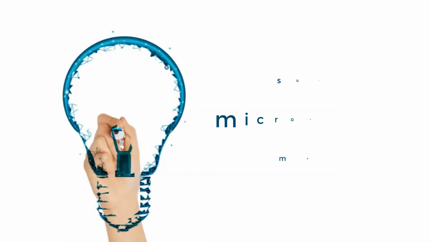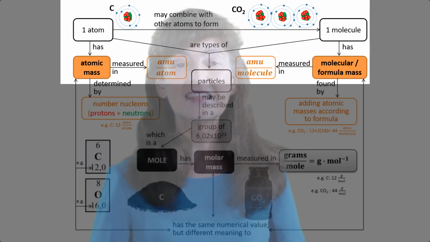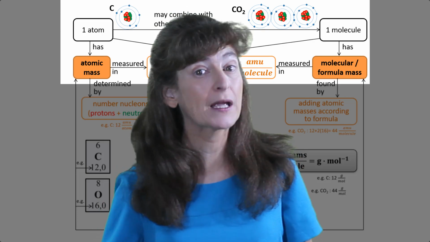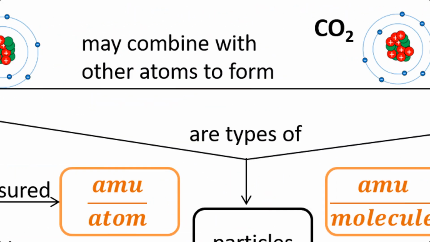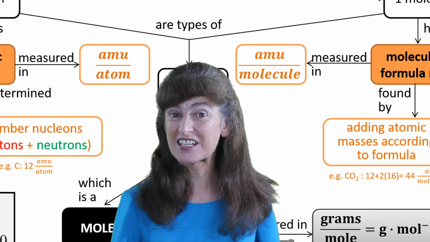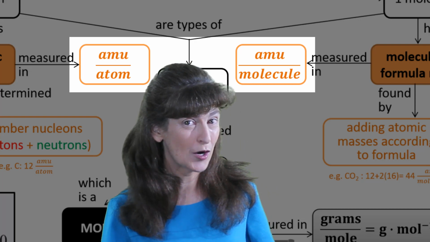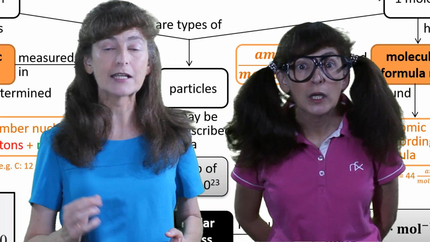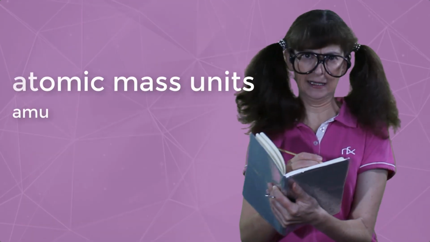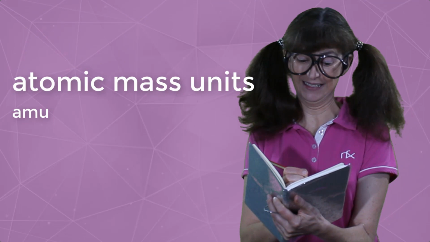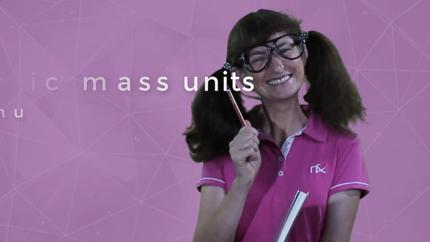The first step to understand this link is to understand another way to describe how much on the submicroscopic level. The mass of submicroscopic particles like atoms, molecules, and ions, measured in the unit AMU per atom, AMU per molecule, or AMU per ion. AMU, atomic mass units. Okie dokie.